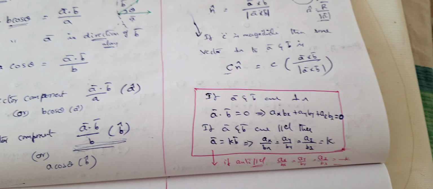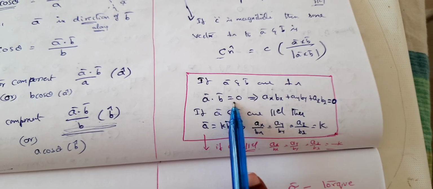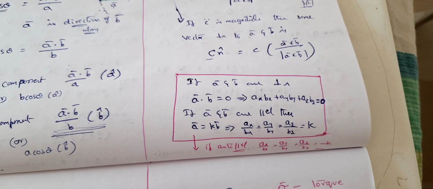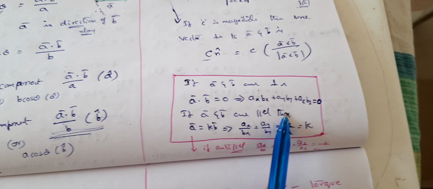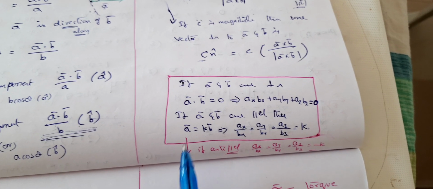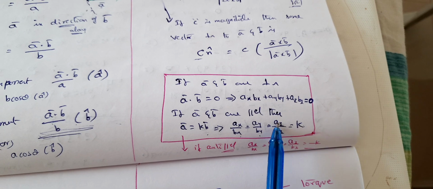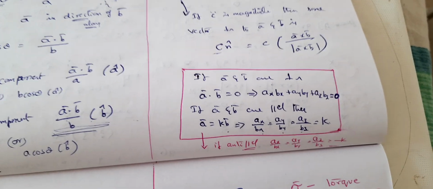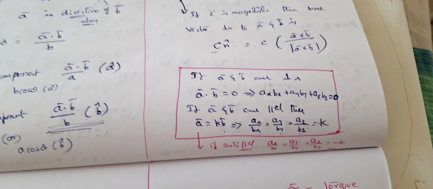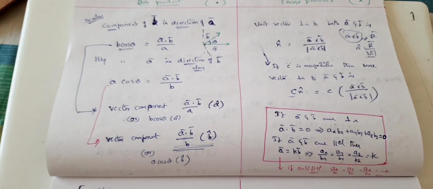Now the next one: if a bar and b bar are perpendicular, you know a bar dot b bar is 0. So you can say directly ax bx plus ay by plus az bz is equal to 0. And if a bar and b bar are parallel, then a bar is equal to k times b bar. This is normal mathematics. So a bar is equal to k b bar, or ax by bx is equal to ay by by is equal to az by bz. And if they are anti-parallel, this is going to be minus k. Okay, so pause and make a note.